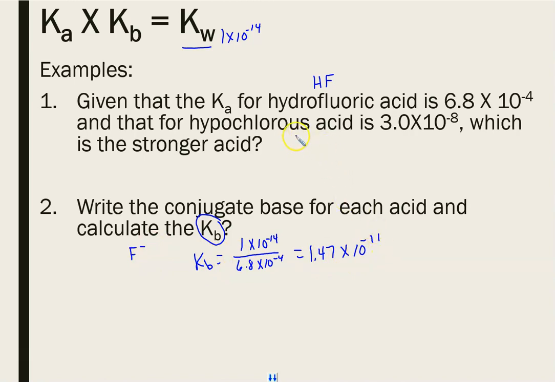And so let's look at the next one. Hypochlorous acid was HClO, so ClO minus would be the conjugate base. Its Kb value is 1 times 10 to the negative 14th divided by the Ka, and we would get 3.33 times 10 to the negative 7.